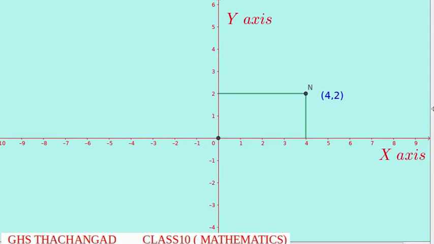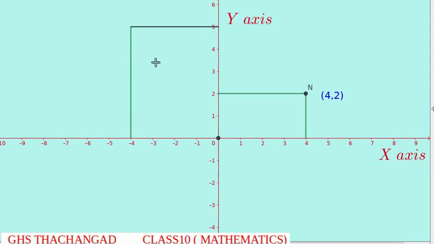Then another point: we have to mark the point (-4, 5). Therefore the x coordinate is -4 and the y coordinate is 5. Along the x-axis, negative 4 means the left side of the origin. So -4 is up to here. Then move to the top side, because it's 5. So you move -4 and 5 units.